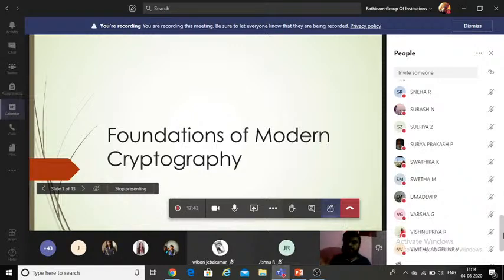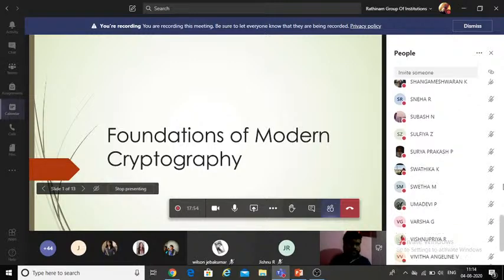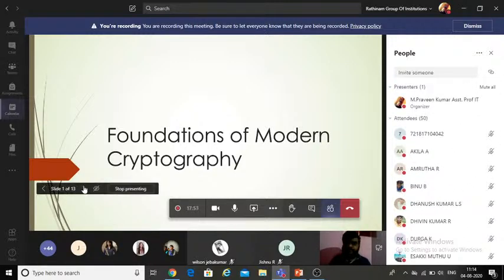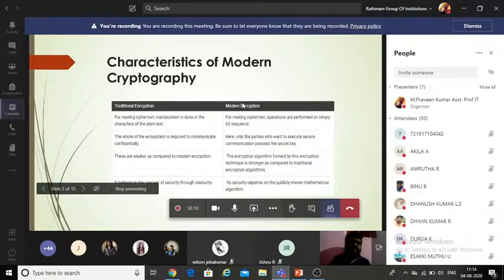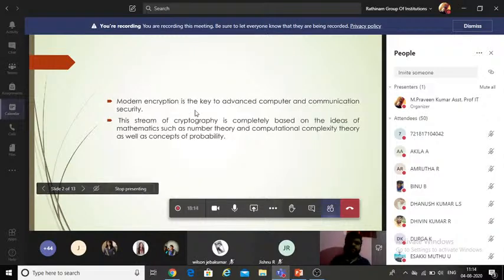From the second unit itself we are going to see some algorithms which are advanced versions. All that comes under this modern cryptography. So what is called modern encryption? Modern encryption is a key to advanced computer and communication security. Here also, as I mentioned before, this is an advanced version. Our modern encryption is just an advanced version of the traditional one. Clear? Okay, second one, this stream of cryptography is completely based on the ideas of mathematics.